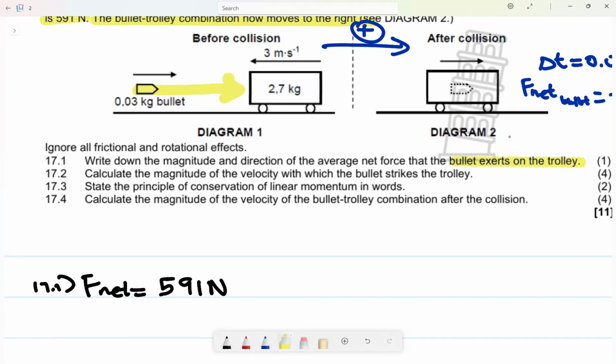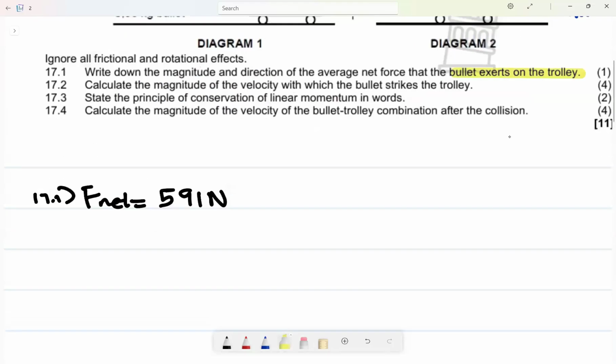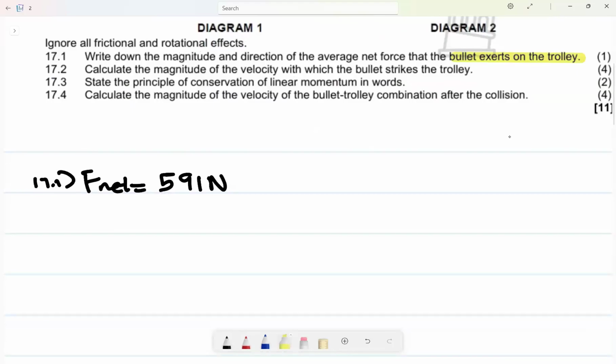whereas the bullet will experience a force from the trolley of 591 newtons, but in the opposite direction. How very, very interesting. So the force the bullet exerts on the trolley is to the right, because the bullet is moving towards the right. 17.2: calculate the magnitude of the velocity with which the bullet strikes the trolley.